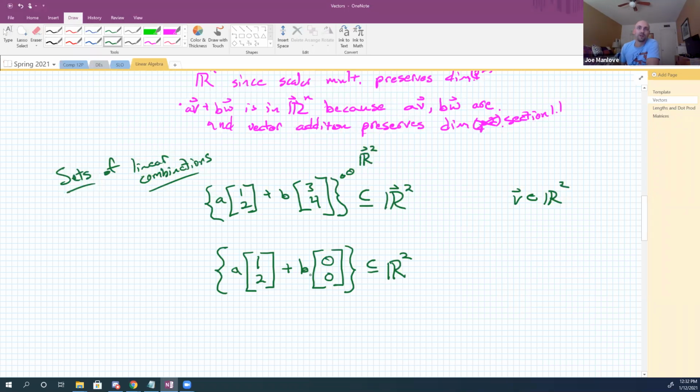Okay. Now, what kind of vectors can I get out of this thing? What's B times 0, 0 going to be? Still the 0 vector. Good. That's going to be exactly the 0 vector. I'm going to add the 0 vector to another vector. What do I get when I add the 0 vector to another vector? The other vector. Yeah, just the other vector. The 0 vector doesn't do anything, right? You guys with me on that?